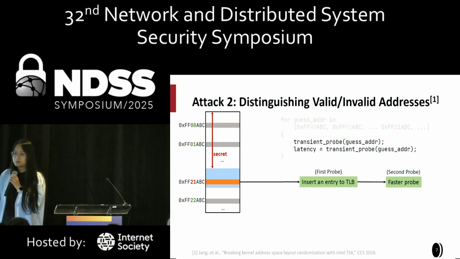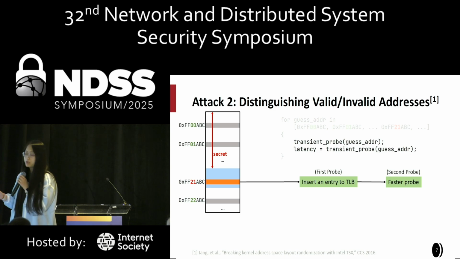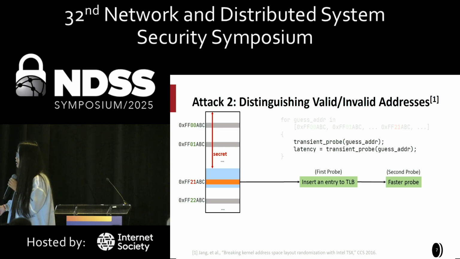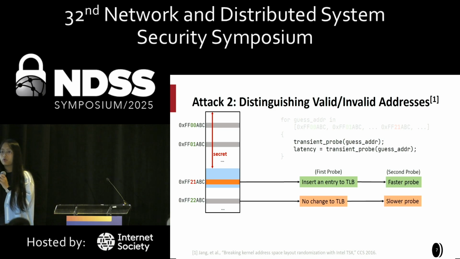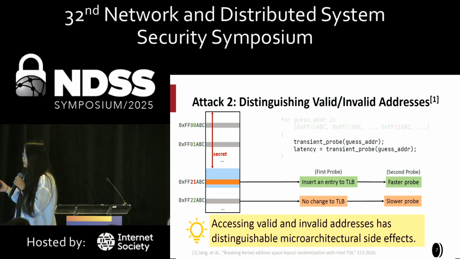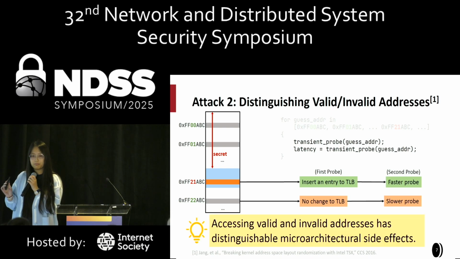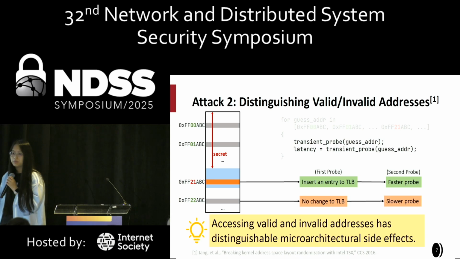When the attacker probes a valid address, at the first probe, the processor will insert an entry into the TLB. As a result, the second probe will encounter a TLB hit and spend less time. However, when probing an invalid address, the address translation will not be cached in the TLB, so the second probe will take longer time. Therefore, the ASLR secret is leaked because accessing valid and invalid addresses has distinguishable microarchitectural side effects.